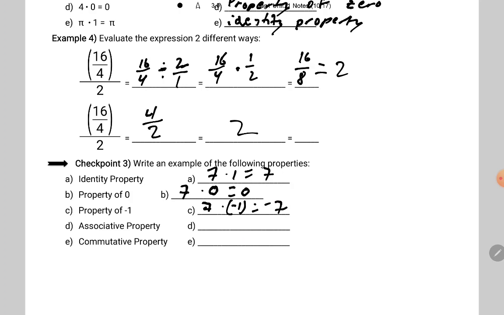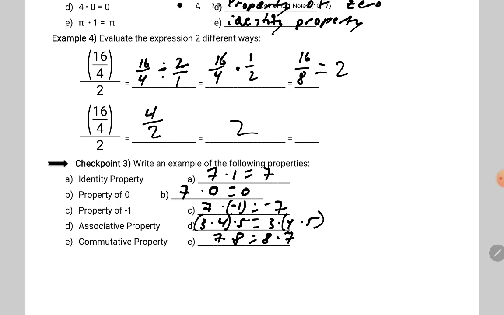Associative property, that's different. So I'm just going to say 3 times 4 times 5, and I'm going to group these. That's going to be the same thing as if I grouped these. And then lastly, 7 times 8 is the same thing as 8 times 7. So identity property, property of 0, property of -1, associative property, and the commutative property.